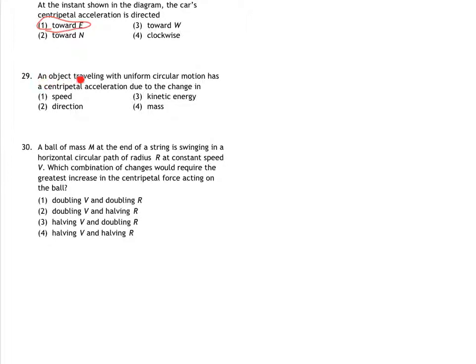An object traveling with uniform circular motion has a centripetal acceleration due to the change in which of these values. So when objects travel in uniform circular motion, their speed is constant. That means that they're moving at constant speed, they're not changing their speed, they're not accelerating, at least tangentially to the circle.